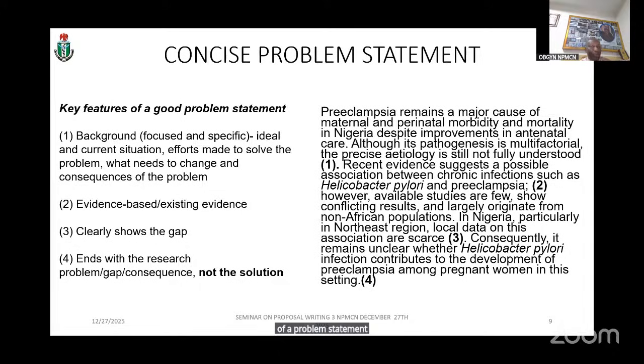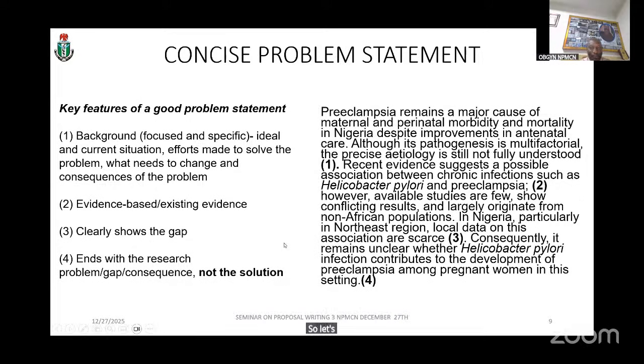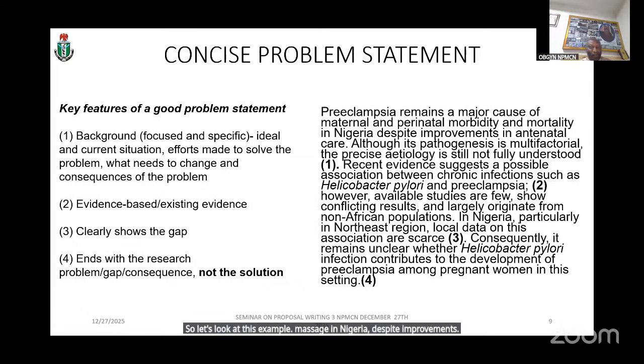In my degree, or in UMTH, for the past 20 years, preeclampsia and eclampsia has remained unchallenged as the leading cause of maternal mortality. So my examples would be on preeclampsia. So let's look at this example. Preeclampsia remains a major cause of maternal and perinatal morbidity and mortality in Nigeria, despite improvements in antenatal care. Although its pathogenesis is multifactorial, the precise etiology is still not fully understood. What is this? Background. This is the magnitude.